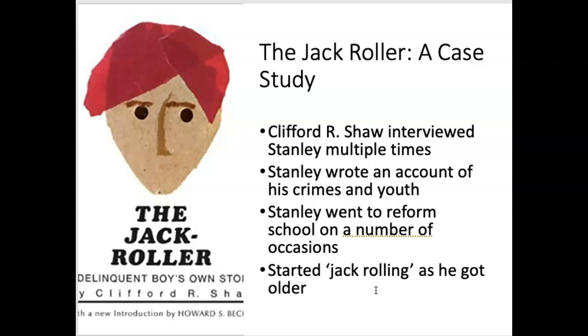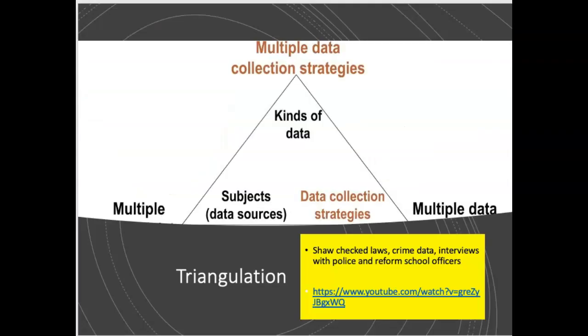So he studied Stanley's life, he interviewed him multiple times, he went to the reform schools where Stanley was imprisoned as a young man, and he also interviewed other people and police officers, etc.